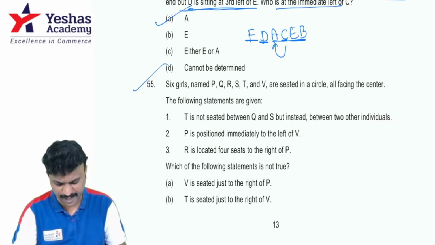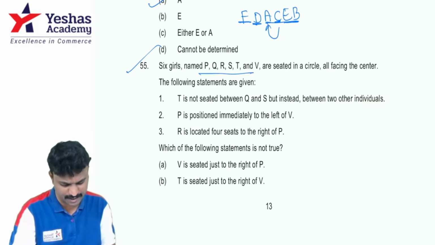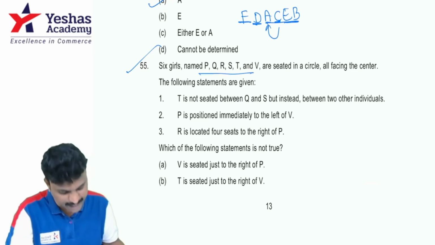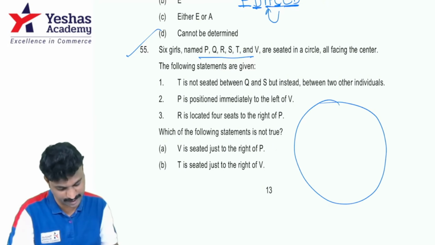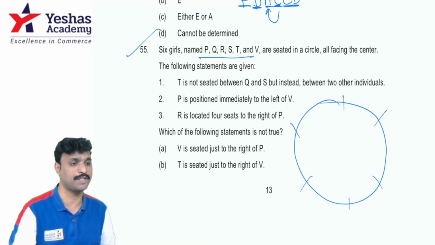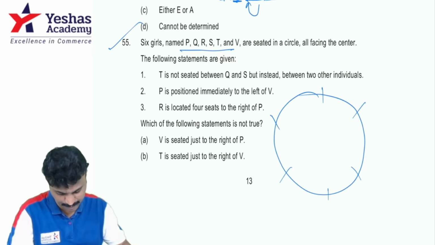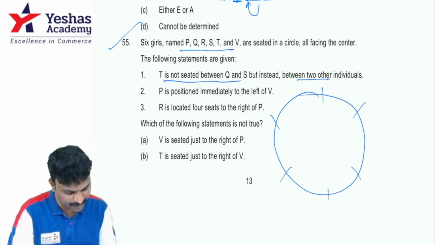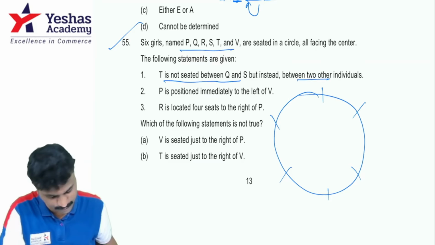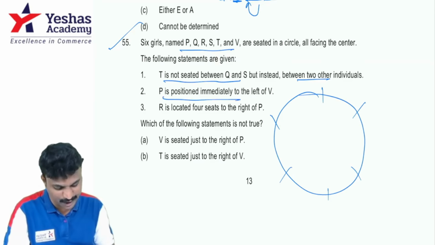Question number 55. 6 girls named P, Q, R, S, T, and V are seated in a circle. So circular arrangement. Draw the circle. Divide the circle into 6 parts. Like this. All right, always find the sure statement, guys. What's the sure statement here? T is not seated between Q and S, okay, but between other 2 individuals. Fine. P is positioned immediately to the left of V.